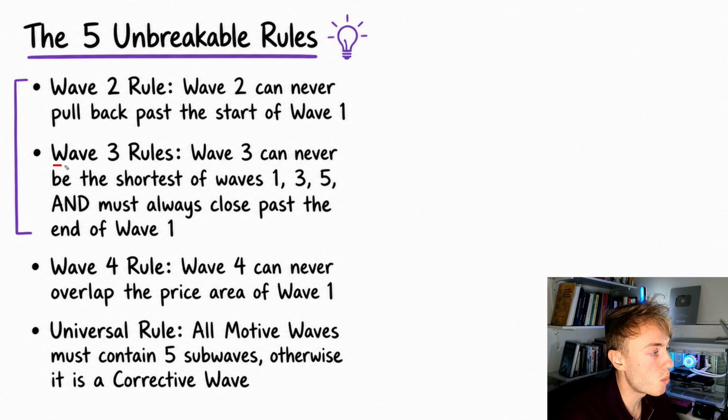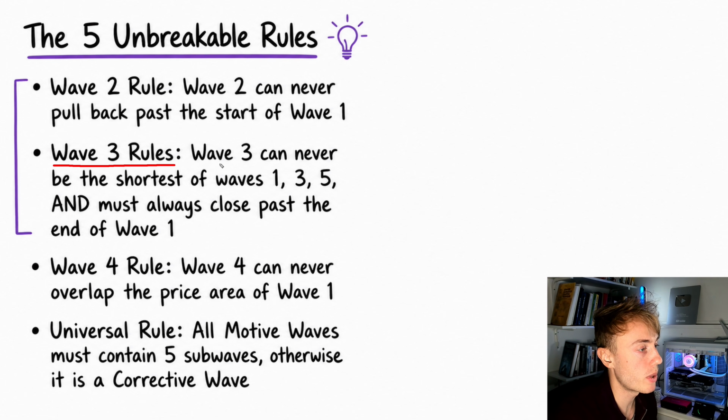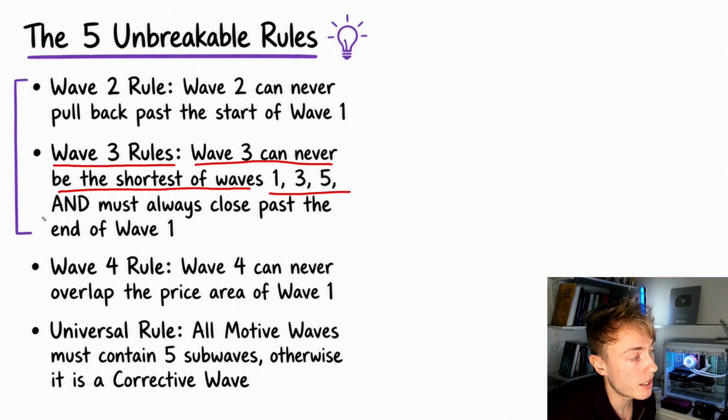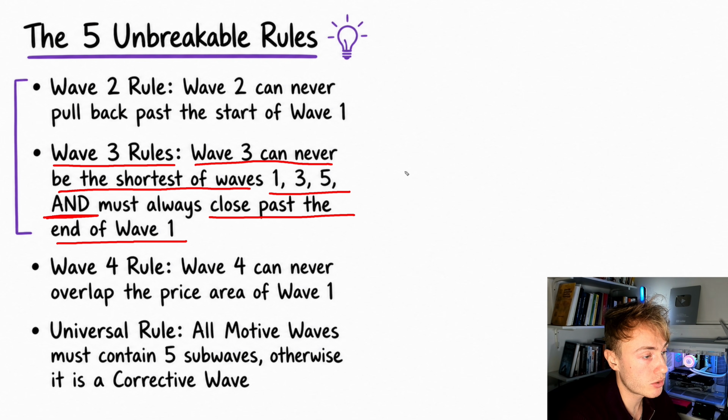Next, we have the wave 3 rules, and we have 2 rules that need to be true for wave 3. The first one is that wave 3 can never be the shortest of wave 1, 3, and 5. And it must also always close past the end of wave 1. So what do I mean by this? Well, let's draw out a full motive wave. So we have wave 1, wave 2, then we have wave 3, wave 4, and wave 5.